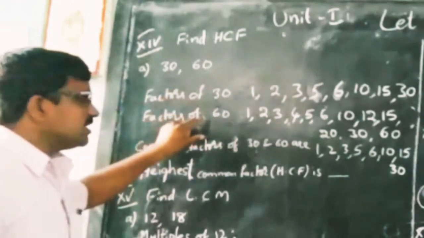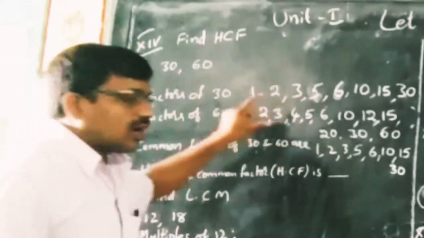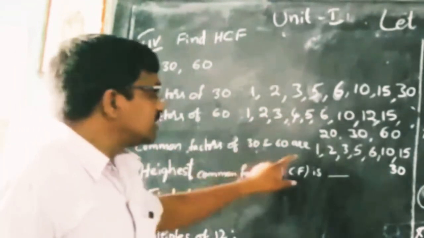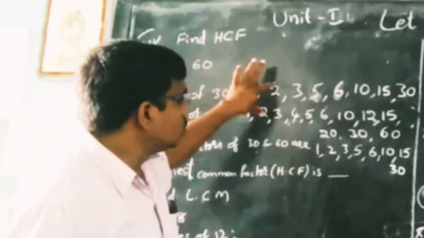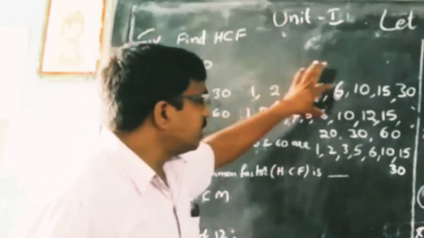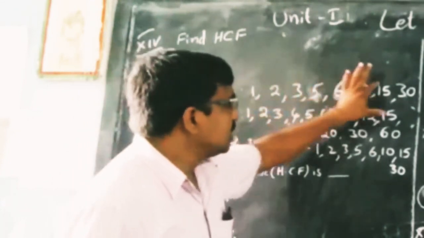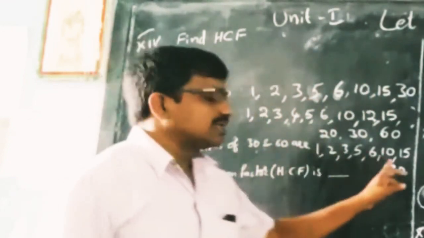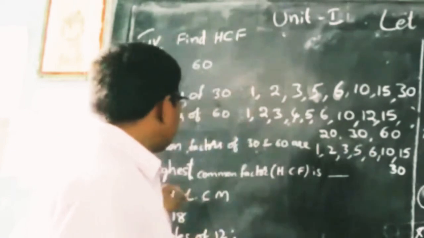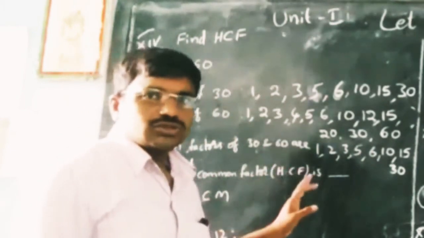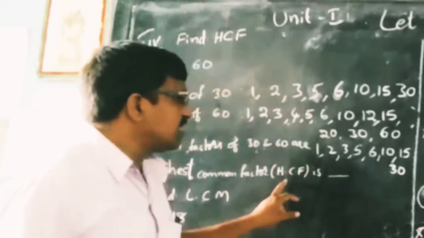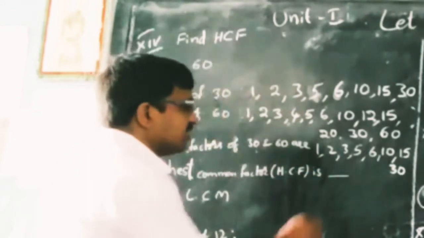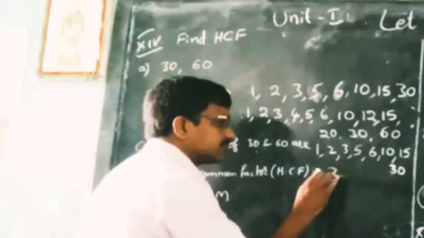Now 30 and 60, what are the common factors? You have to write down. Common factors of 30 and 60 are 1, 2, 3, 5, 6, 10, 15, 30. Now among all these common factors, which is the highest common factor? The highest common factor is the HCF, or the greatest factor, that is 30. So your HCF is 30.